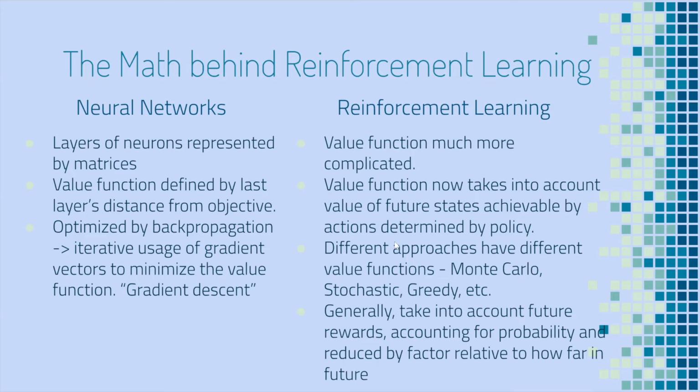You then optimize by backpropagation, or gradient descent, which refers to usage of gradient vectors, which you take of the neuron relative to the value function, the last layer's distance from the objective, to minimize the distance from the objective. And then by repeating this over and over again, you descend through the plane towards the local minimum, being an optimal point. With reinforcement learning, it's a lot harder to reach the optimal point because the optimal point is determined by a series of states connected by actions, with different states having different rewards, and you wanting to maximize your rewards. So the value of any given state isn't just the current state, but it's also your future states.